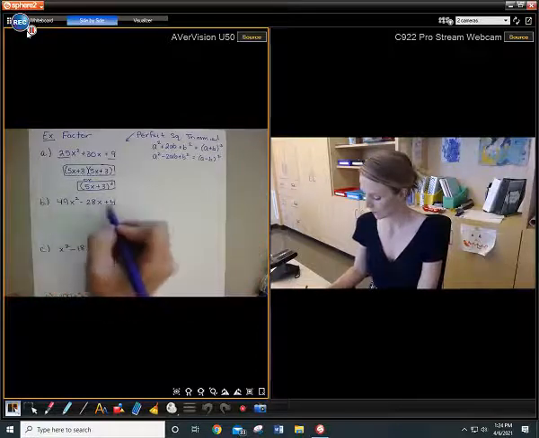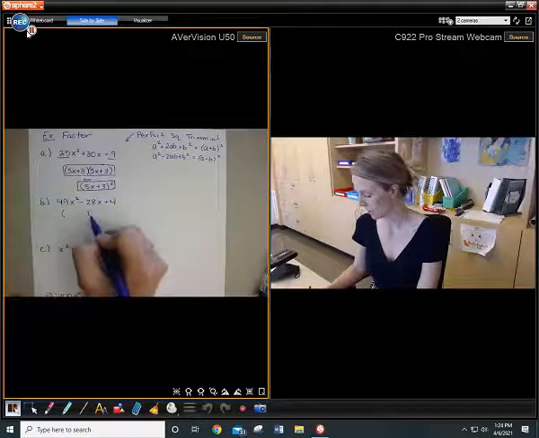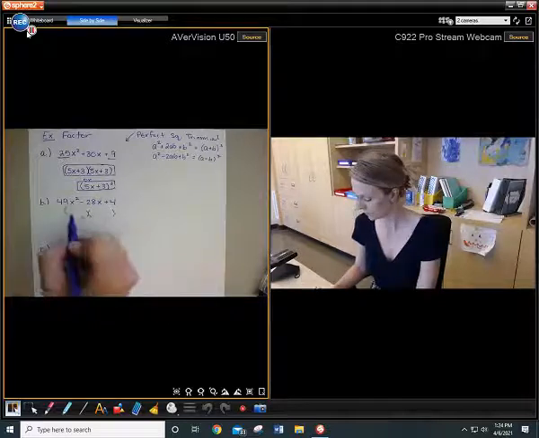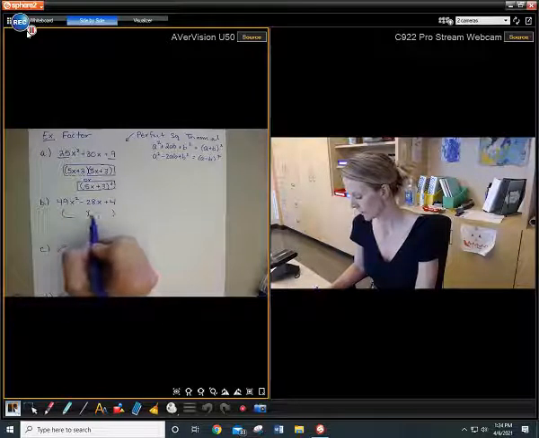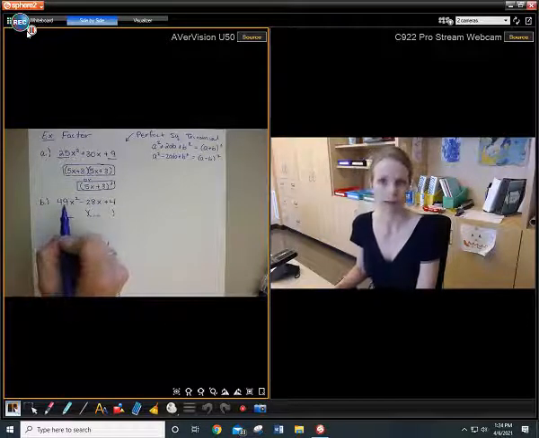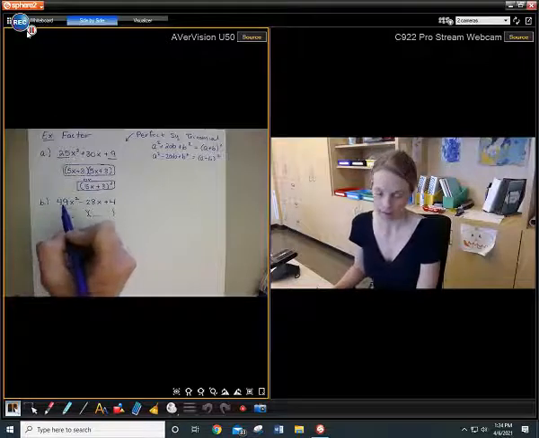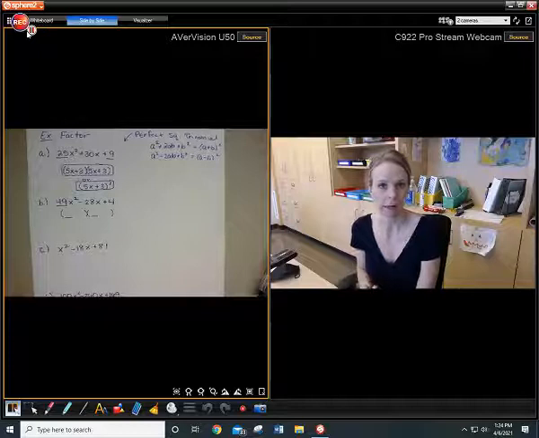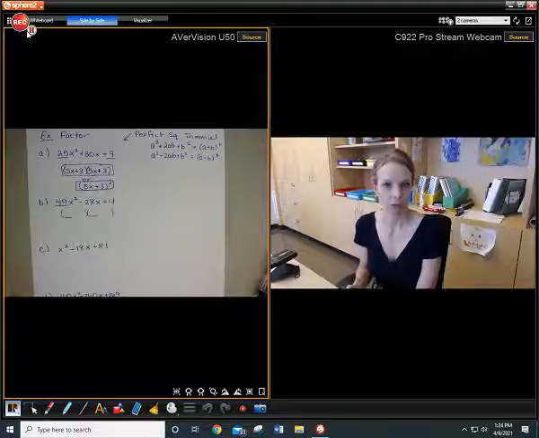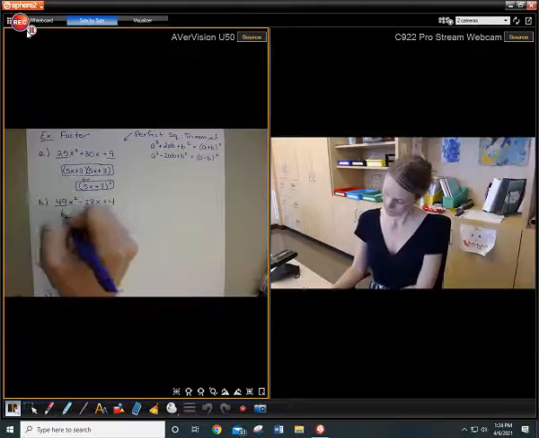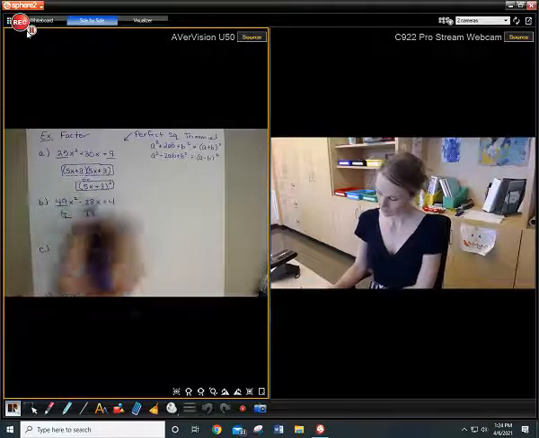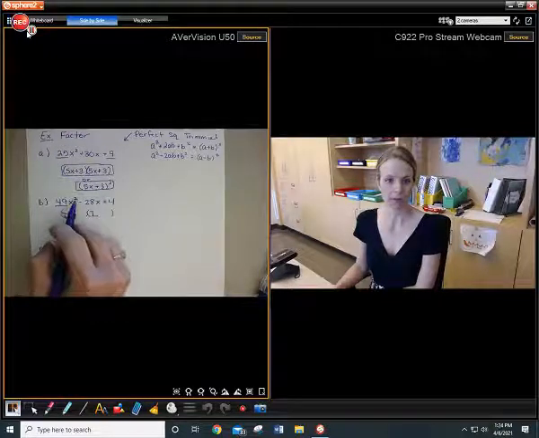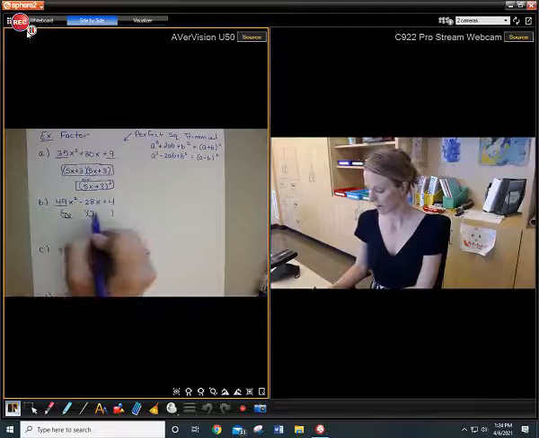Okay, let's look at the next one. We're going to figure out what the two factors were. So let's look at the first number times the first number. It's got to give me a 49x squared. So again, 49 should kind of pop off to you. That's a perfect square. What number squares 49? 7. Now, they have to multiply to be x squared, so I need an x times an x to do so.